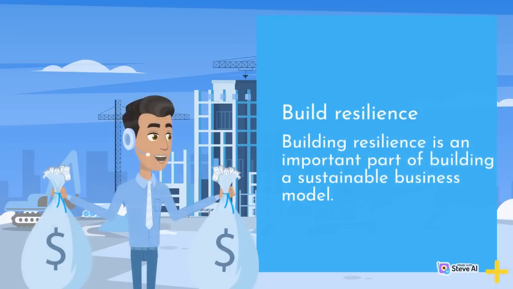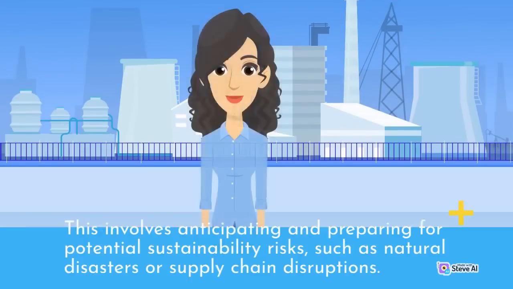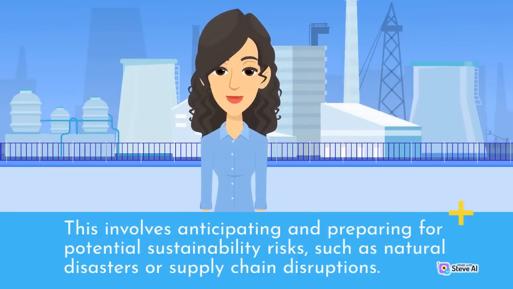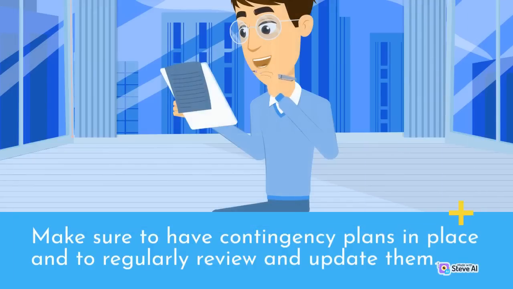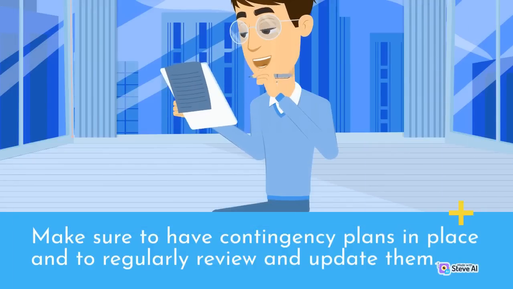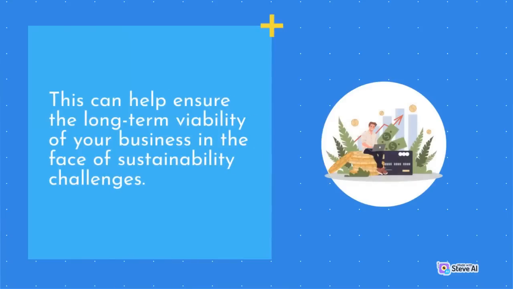Build resilience. Building resilience is an important part of building a sustainable business model. This involves anticipating and preparing for potential sustainability risks, such as natural disasters or supply chain disruptions. Make sure to have contingency plans in place and to regularly review and update them. This can help ensure the long-term viability of your business in the face of sustainability challenges.